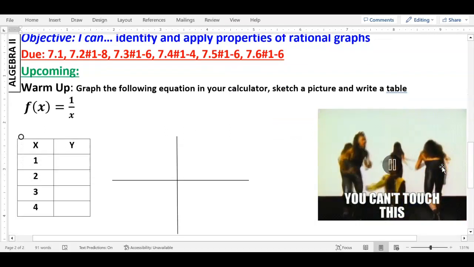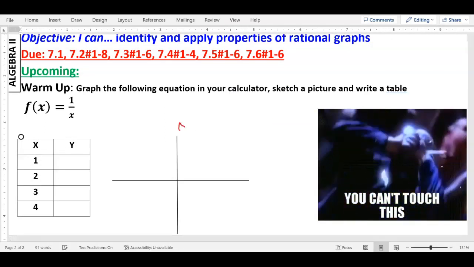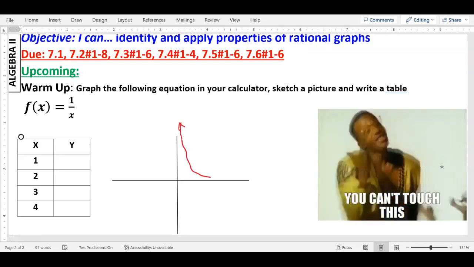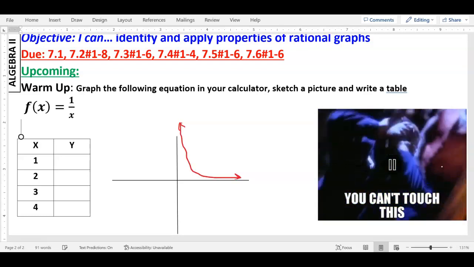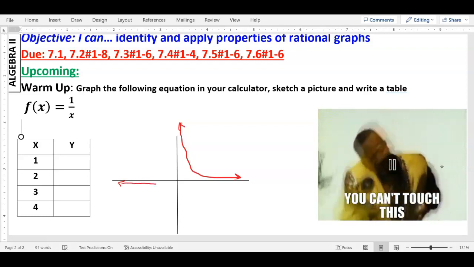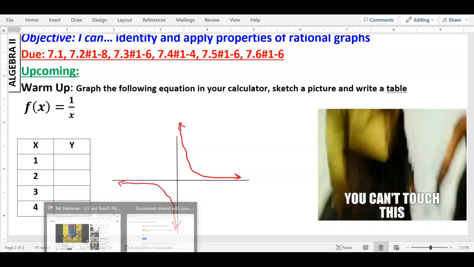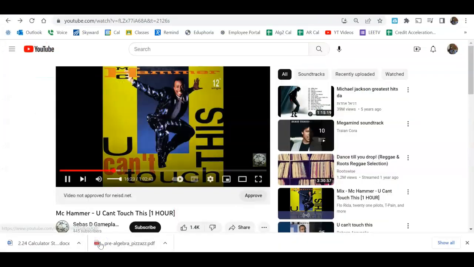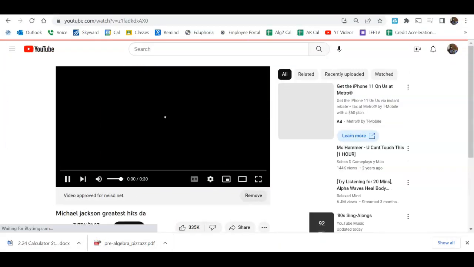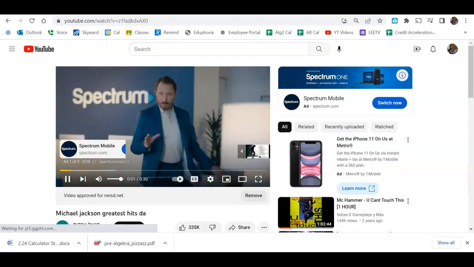Now, this is very important. This graph gets really close to the x-axis. It gets really close to the y-axis on both sides. But guess what it doesn't do? It doesn't do what?